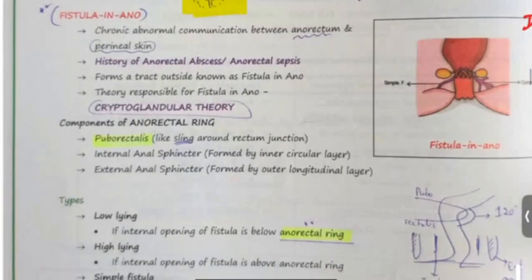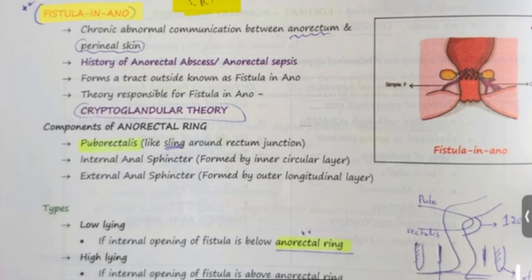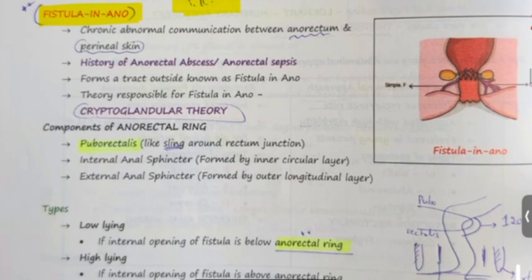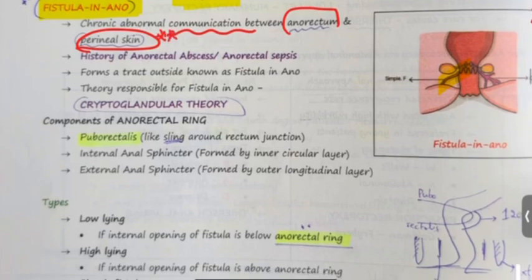Then coming to fistula in ano. What do we know about fistula? A fistula or sinus is a blind opening in the anal canal. This is a chronic abnormal communication between the anorectum and the outside, that is the perineal skin. A history of anorectal abscess or anorectal sepsis will be present in these patients. So basically fistula in ano is a complication of anorectal abscess.